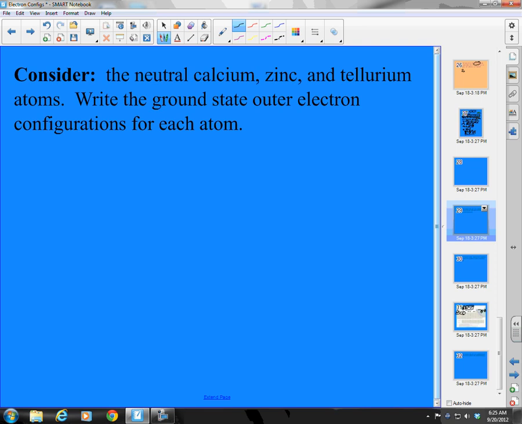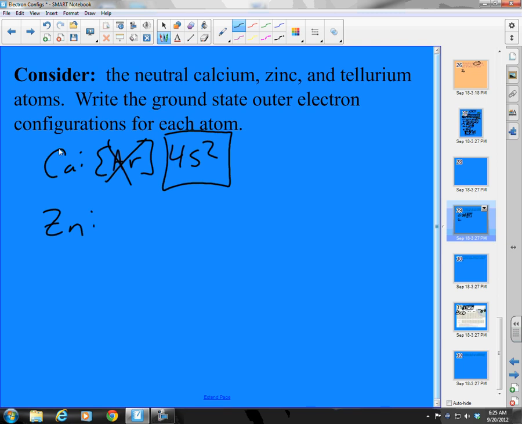Okay, here we go with calcium. If I look at my periodic table, I see calcium. Right before calcium, I see argon. Argon 4s2. I get rid of my argon, so my outer electron configuration for calcium is 4s2. Zinc: I see zinc is in my fourth period, which means I start with argon, and I go 4s2, 3d10. I get rid of my argon, and so 4s2, 3d10 are my outer electrons.